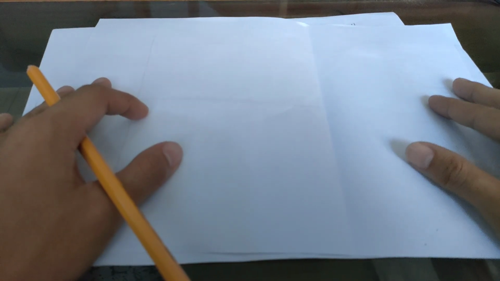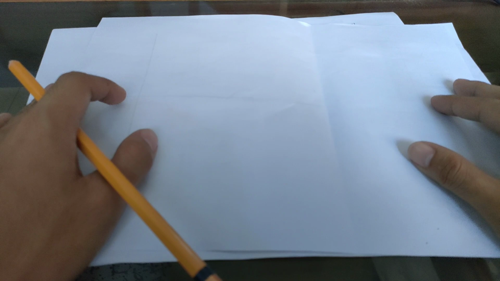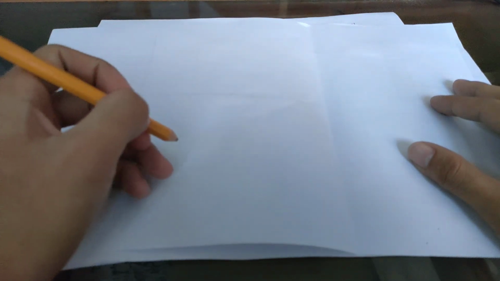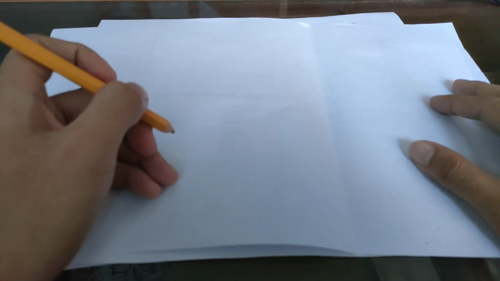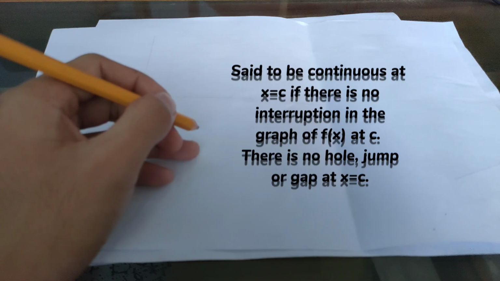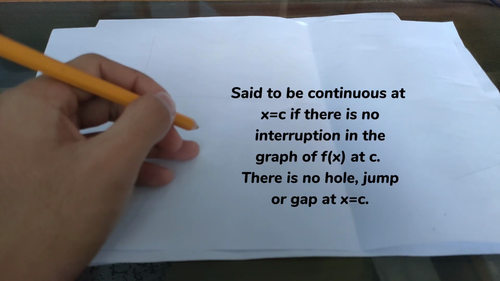Hello guys, for today's video, I'm going to teach you about the continuity of a function and a function interval. Okay, so what is a function interval? A function is said to be continuous at x equal to c if there is no interruption in the graph of f of x at c. There is no hole, jump or gap at x equal to c.